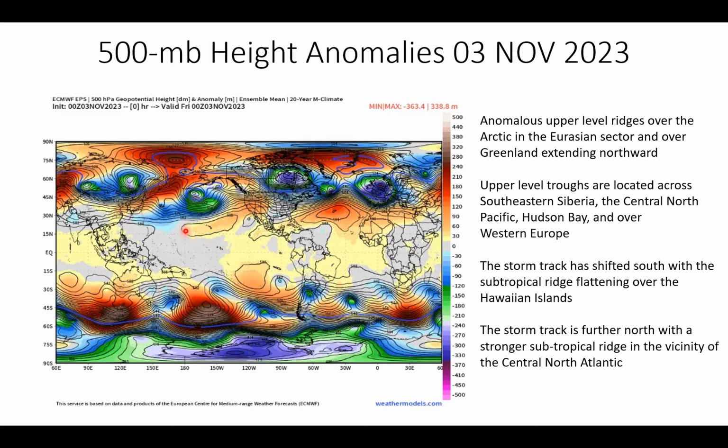Other features of interest in the northern hemisphere for today at this particular level in the atmosphere: we definitely can see that the storm track has shifted south across the North Pacific Ocean, and that has resulted in a flattening subtropical ridge. You see this flattened shape here around the Hawaiian Islands. That's associated with a weaker subtropical ridge. We have that storm track moving across the North Pacific. Additionally, we also have the storm track a little bit further north across the North Atlantic, with a little bit stronger subtropical ridge across the central North Atlantic Ocean at this time.